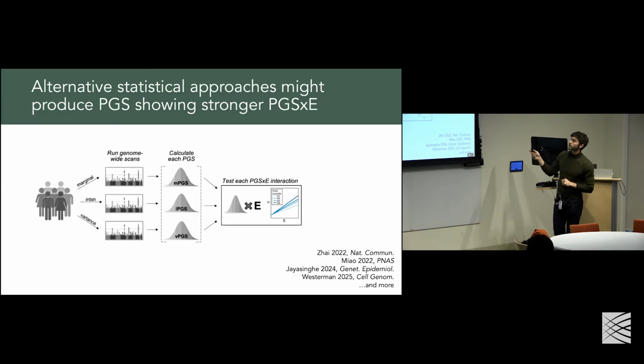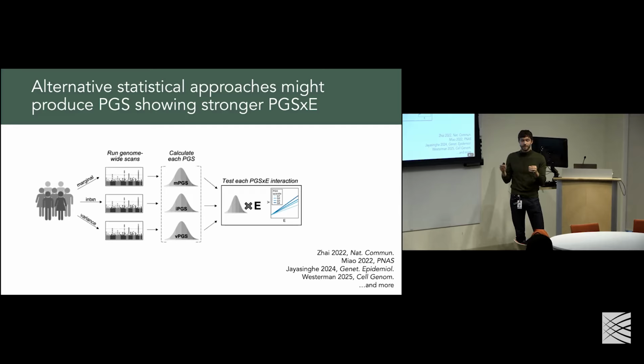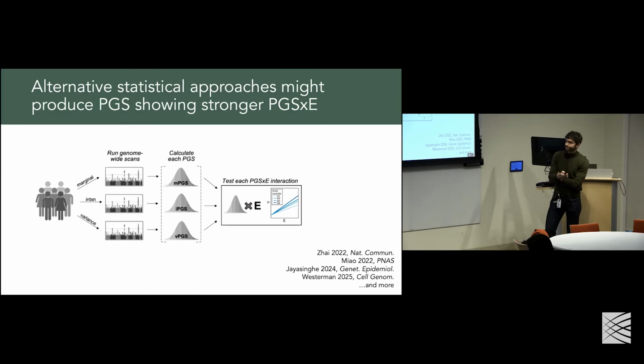I won't spend too much time on this here for overall time reasons, but this was a paper of ours recently that was looking at what happens if you run different types of genome-wide studies. You can run a standard GWAS, or an interaction-focused GWAS, or a variance-focused GWAS, et cetera. You have different types of betas that you can aggregate over when building your polygenic score, and these different approaches might get you an ultimate score that's more effective at detecting interaction.